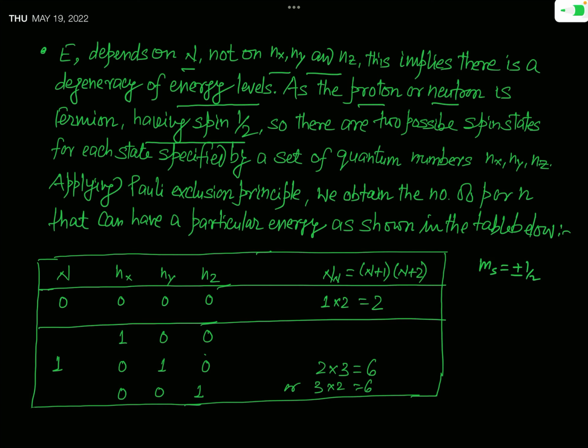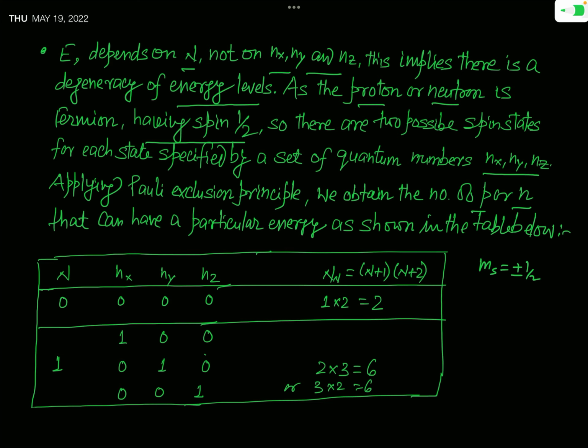Okay, so each state specified by these quantum numbers nx, ny and nz will have actually two possible spin states. And since these particles, proton and neutron, are fermions, they will obey Pauli's exclusion principle. And so applying this Pauli's exclusion principle, we can find the number of protons P or the number of neutrons N in a particular energy state. Actually, this number I have calculated here in tabular form. You can understand this table, how we can find the number of neutrons or the number of protons.